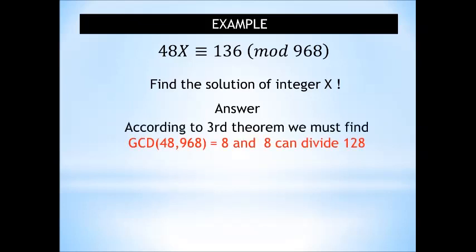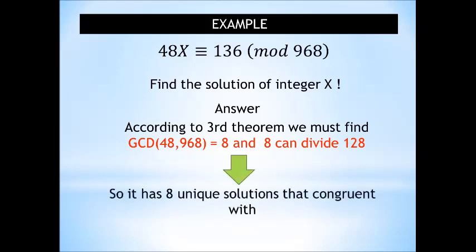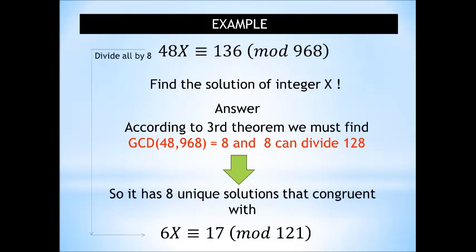According to the third theorem, we must find the GCD of 48 and 968, that is 8. And also 8 can divide 136. So by the third theorem, it has 8 unique solutions that are congruent with 6x congruent 17 mod 121. To get this equation, you just divide everything by 8 in the first equation, and you will get this.